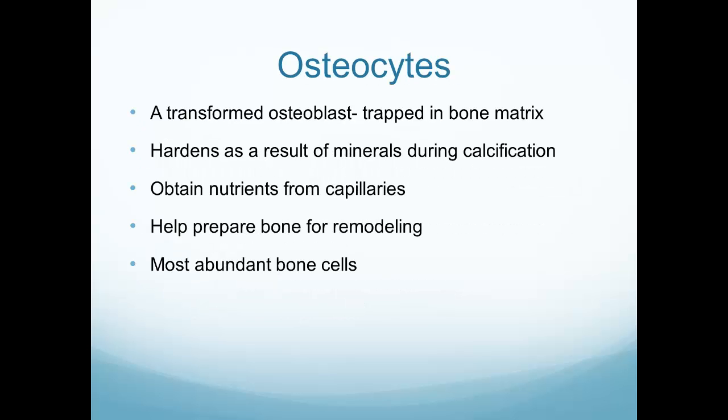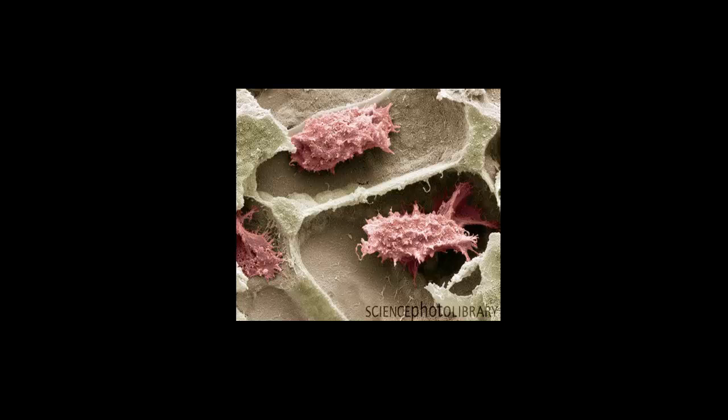Now, osteocytes, this is going to be the cell that is going to be transformed from our osteoblast. And remember, the osteoblast was kind of that precursor cell that is going to then turn into the osteocyte. The osteocyte is going to be the cell that's actually making up the bone. So it's going to start to harden as a result of having a calcification process going on from the minerals that are inside the bone, and that's going to create the actual bone and cause that bone matrix.